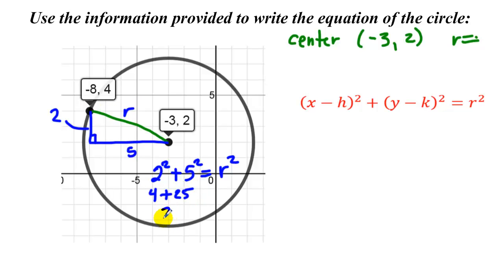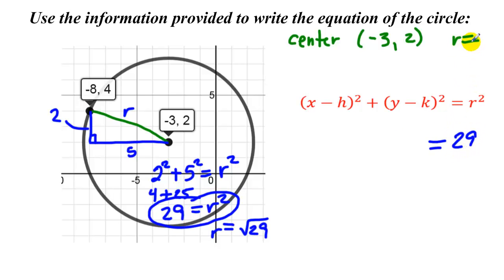When I add those for a total of 29, r squared is 29, and that would make r equal to the square root of 29. But I think that this is actually going to be more valuable to me because that's what I have to plug in right over here into my equation. So this is 29 on this part of the equation. Let's record, though, that the radius is the square root of 29.